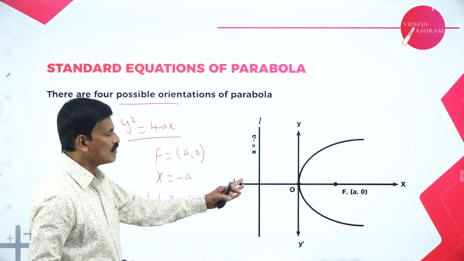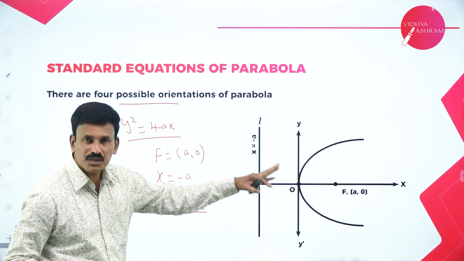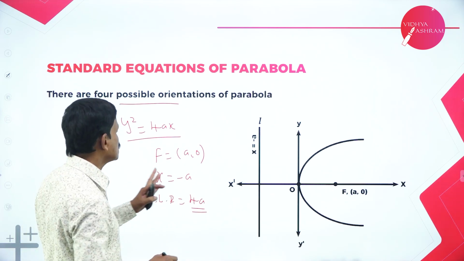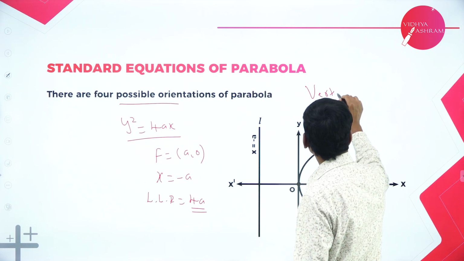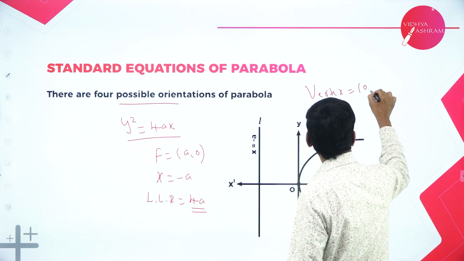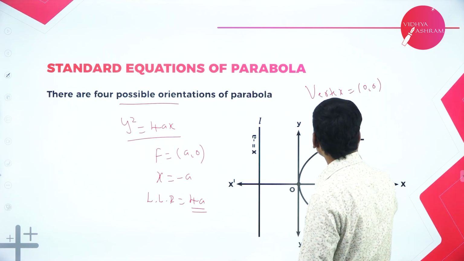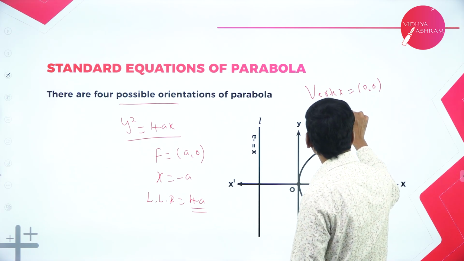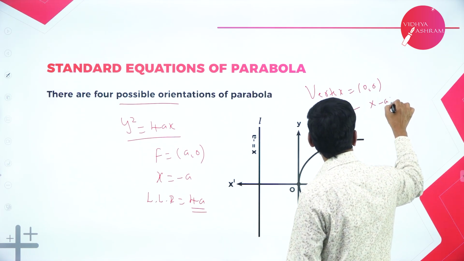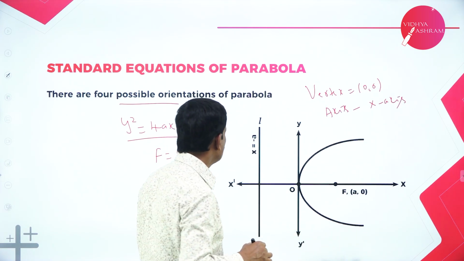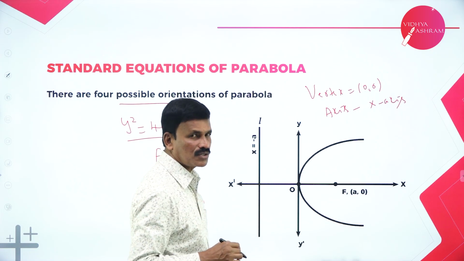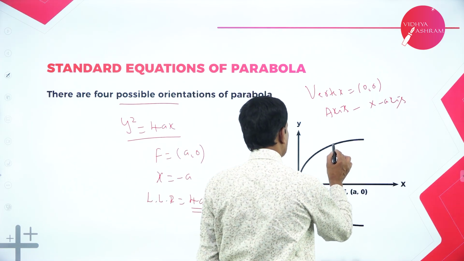So this is the equation of a parabola which is opening towards the right side. For this parabola, the vertex is 0, 0, the origin, and the axis of the parabola is the x-axis. The focus is a comma 0, the directrix is x is equal to minus a, and this is the length of latus rectum.